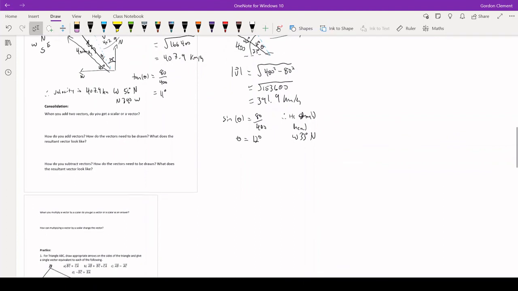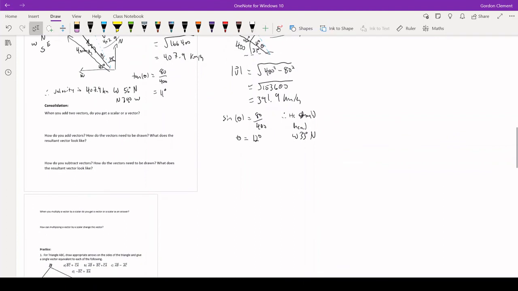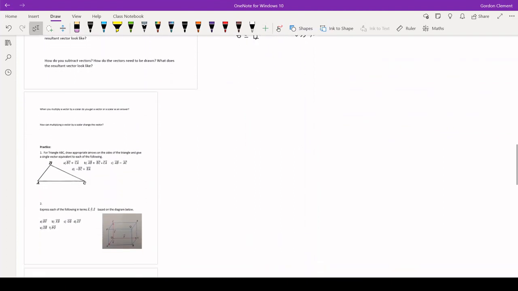So some consolidation questions you can try and answer and fill out to make yourself a little note, and then no exit card, it looks like, right into the practice that you can work on in class.